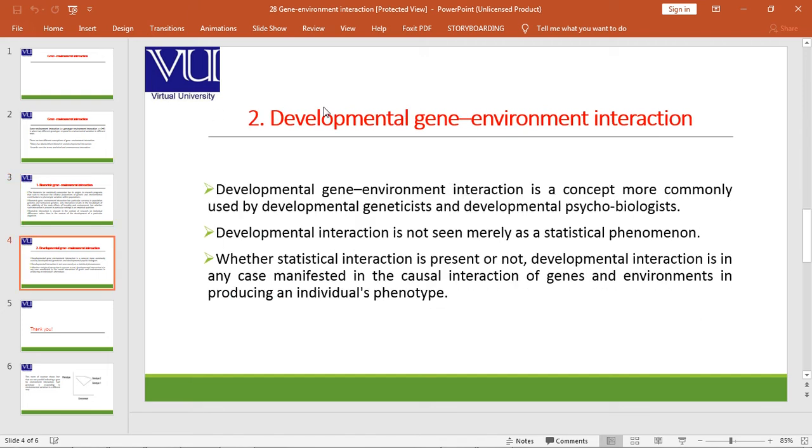After that, we have developmental gene-environment interaction. Developmental gene-environment interaction is a concept more commonly used by developmental geneticists and developmental psychobiologists. Developmental interaction is not seen merely as a statistical phenomenon. Whether statistical interaction is present or not, developmental interaction is in any case manifested in the causal interaction of genes and environments in producing an individual's phenotype. Right.